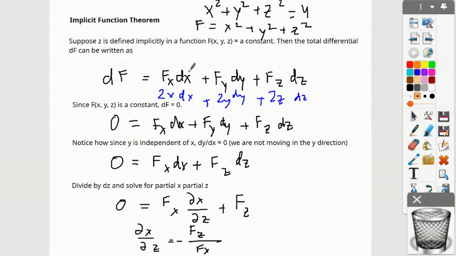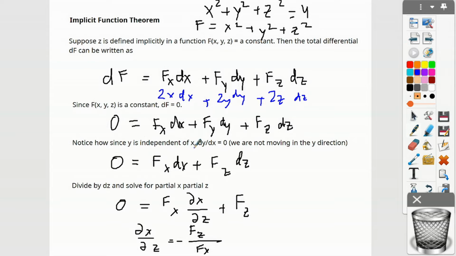Now these are d's, but once you divide and manipulate things, you're going to end up getting a partial instead of the d symbol. The only reason we have the d symbol right now is because there is an actual change, not with respect to anything, it's just a change. But soon we'll actually have to use partials because it's a change with respect to something, not the total change, but a partial change. So f sub x dx plus f sub y dy plus f sub z dz.